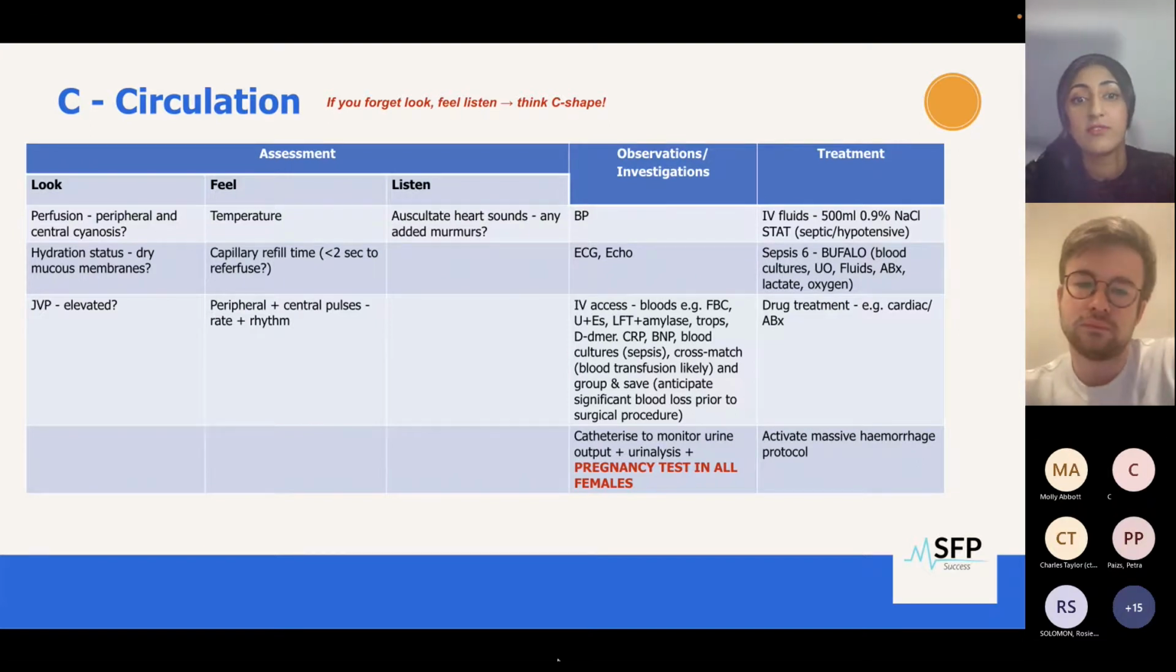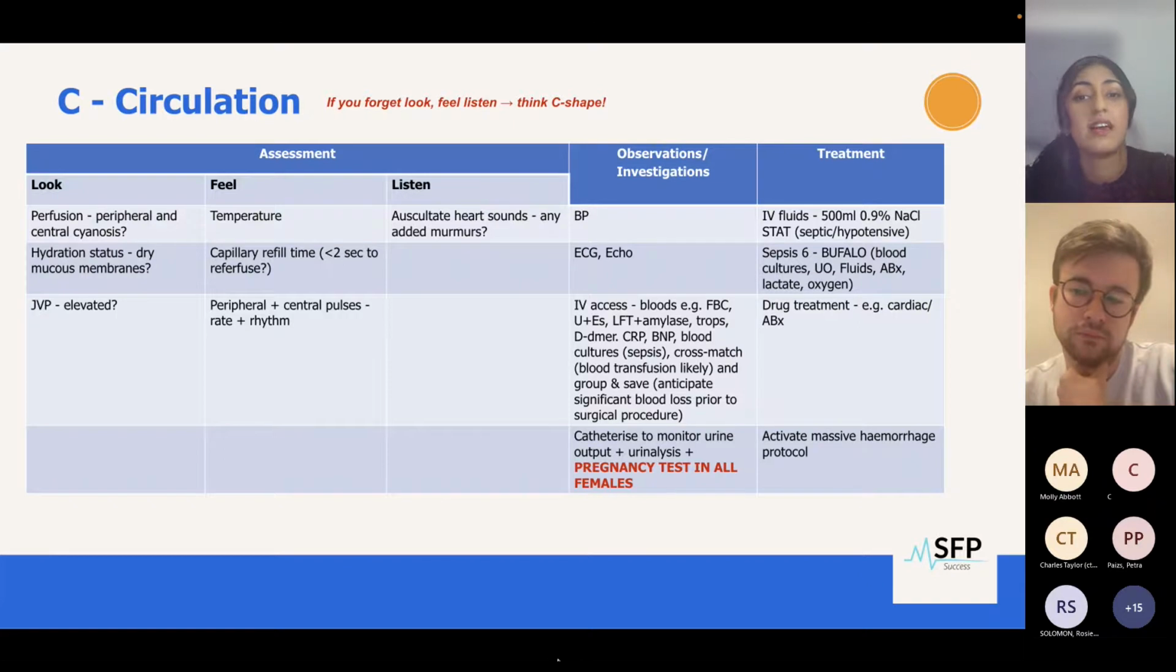Then the things that you're listening for are any added heart sounds, so any murmurs. That may not be common that you actually see in a scenario, but again, it's a bit of a tick box exercise. Now, the main investigations and observations that you would do within C are your basic blood pressure, an ECG, maybe an echo. If you do feel like an echo is necessary, justify why.